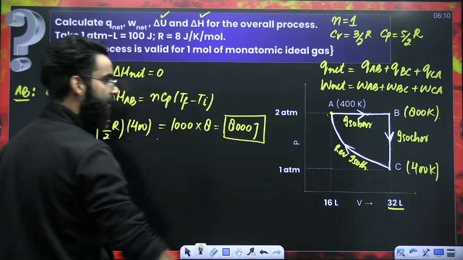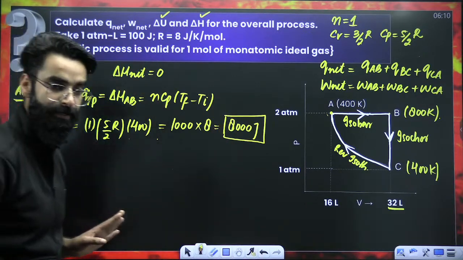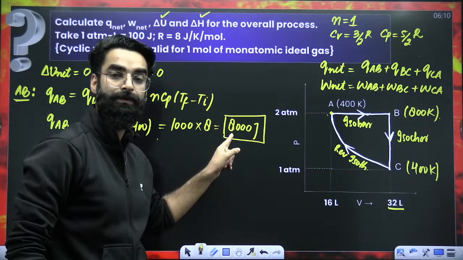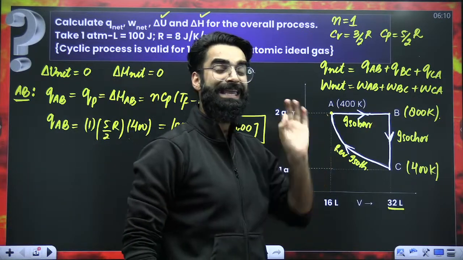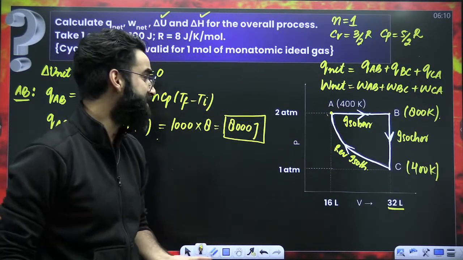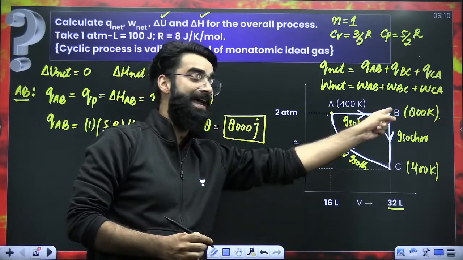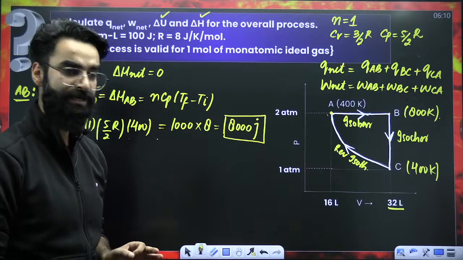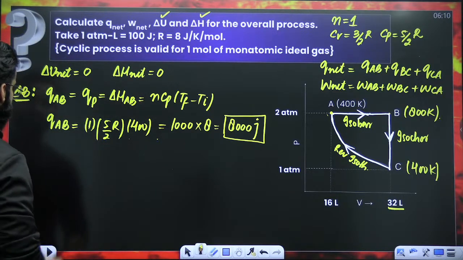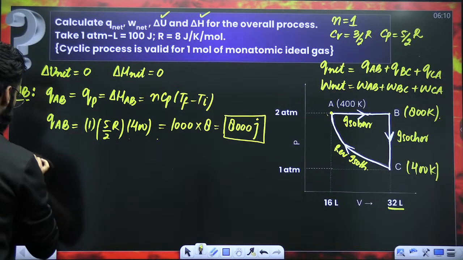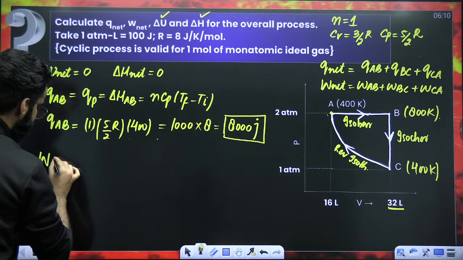So we got to know the value of QAB basically. The value of QAB is coming out to be positive. That means during the process AB, heat is absorbed by the gas. And how much heat is absorbed by the gas? I'll say 8000 joules of heat is absorbed by the gas during the process AB. Perfect. Now similarly, my dear students, since I'm analyzing the process AB, let's calculate WAB as well.